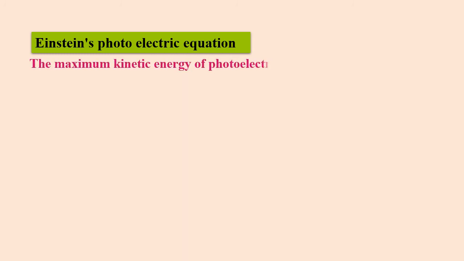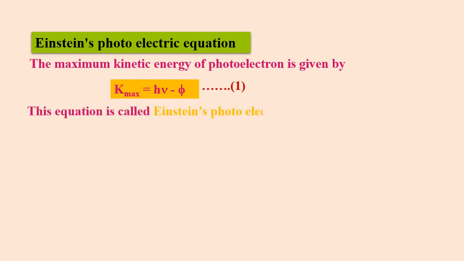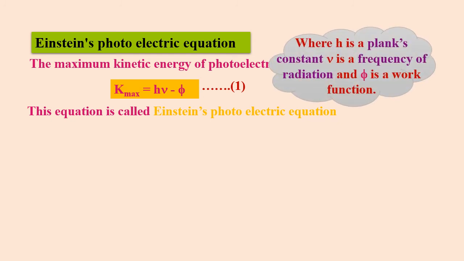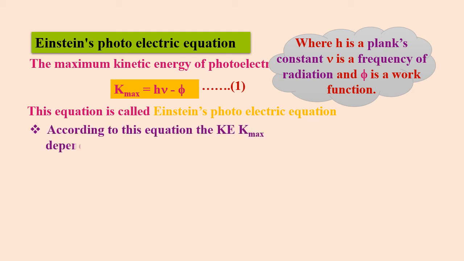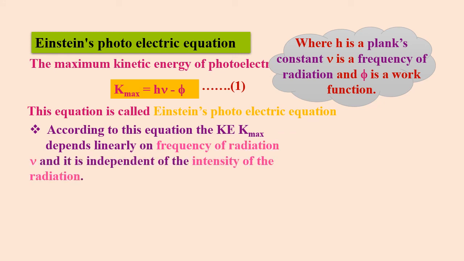The maximum kinetic energy of a photoelectron is given by K maximum is equal to hν minus φ. This is equation 1. This equation is called Einstein's photoelectric equation, where h is Planck's constant, ν is the frequency of radiation, and φ is the work function. According to this equation, the kinetic energy K maximum depends linearly on the frequency of radiation ν, and it is independent of the intensity of the radiation.